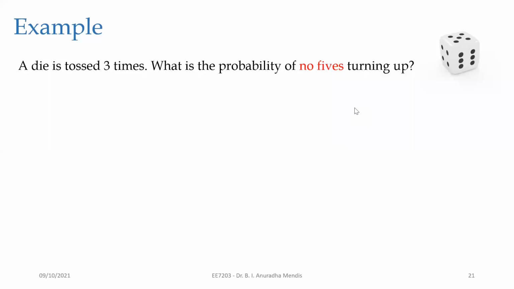Yeah, binomial distribution. But in this binomial distribution, there are now 6 outcomes. If you toss a die, there are 6 outcomes. So how do you solve this problem?